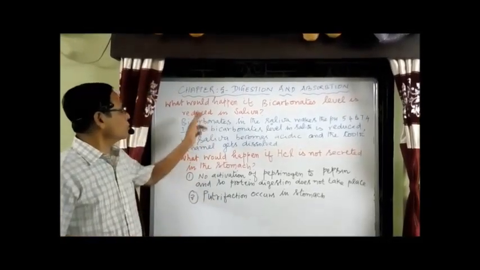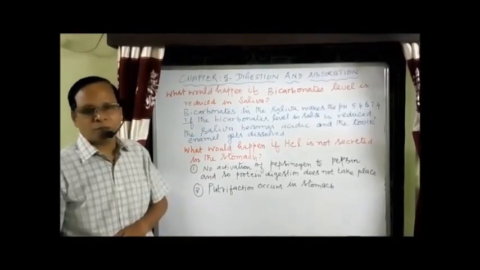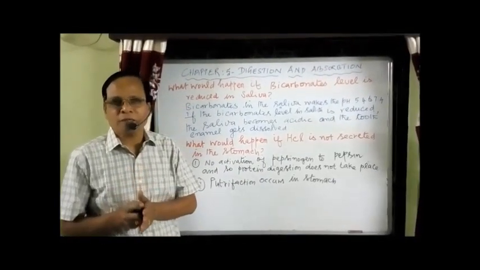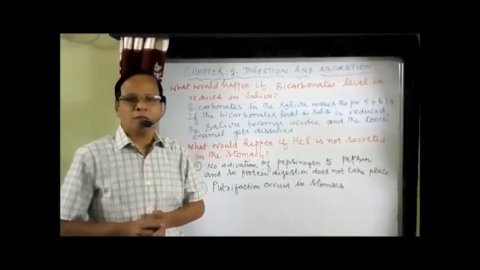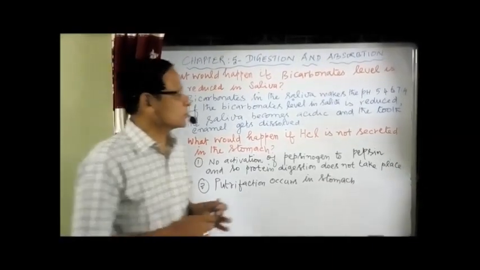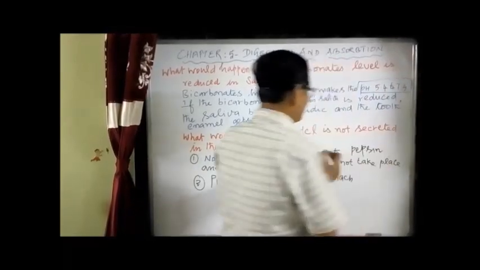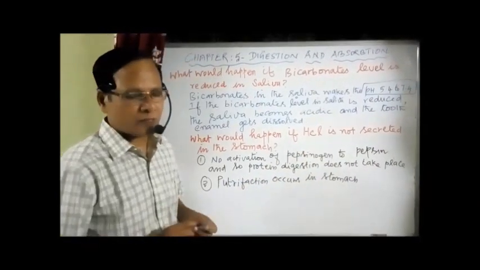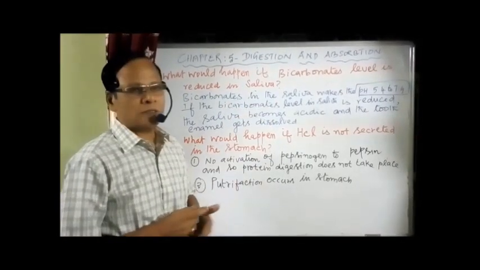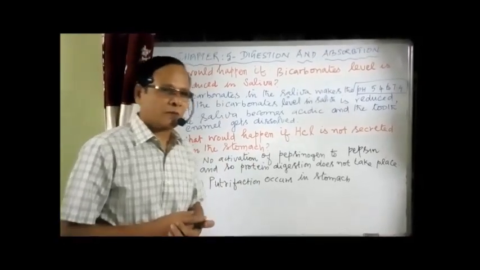Number 1. What would happen if the bicarbonate level is reduced in saliva? Now the saliva contains bicarbonate. Its pH is maintained by electrolytes like bicarbonates. That is about pH 5.4 to 7.4. This is the pH of saliva, normally 6.8 on average. But such a pH of saliva is maintained because of the bicarbonates found in saliva.